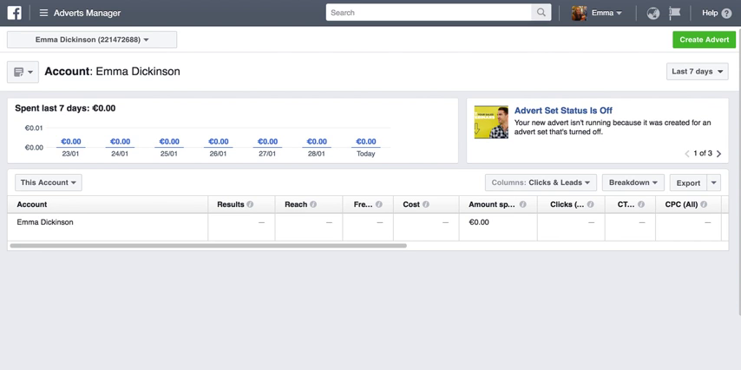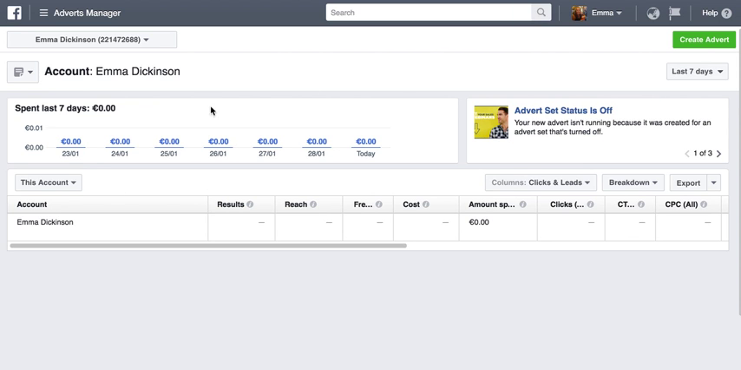So once again, we're back at our favourite hub, the Adverts Manager. Now you can view your statistics and your results within the Power Editor, which is where we create all the ads. I personally find it easier to look at them in the Adverts Manager, so that's what I'm going to teach you how to do. But if you feel more comfortable in the Power Editor, then go ahead and have a look in there. It's the same kind of concept. You should be able to find your way around in there as well.